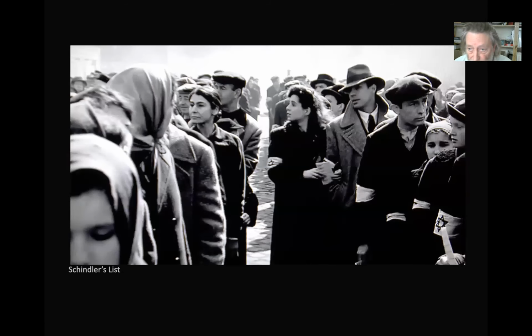This is from Schindler's List, and this is a lineup of a lot of Jews who have to check in. Notice that there's a gap between them. And this brings us to the awkward question of how random it could be who lived and who died. There's no real difference between the people on the left and the people on the right, but a lot of people are not going to make it.